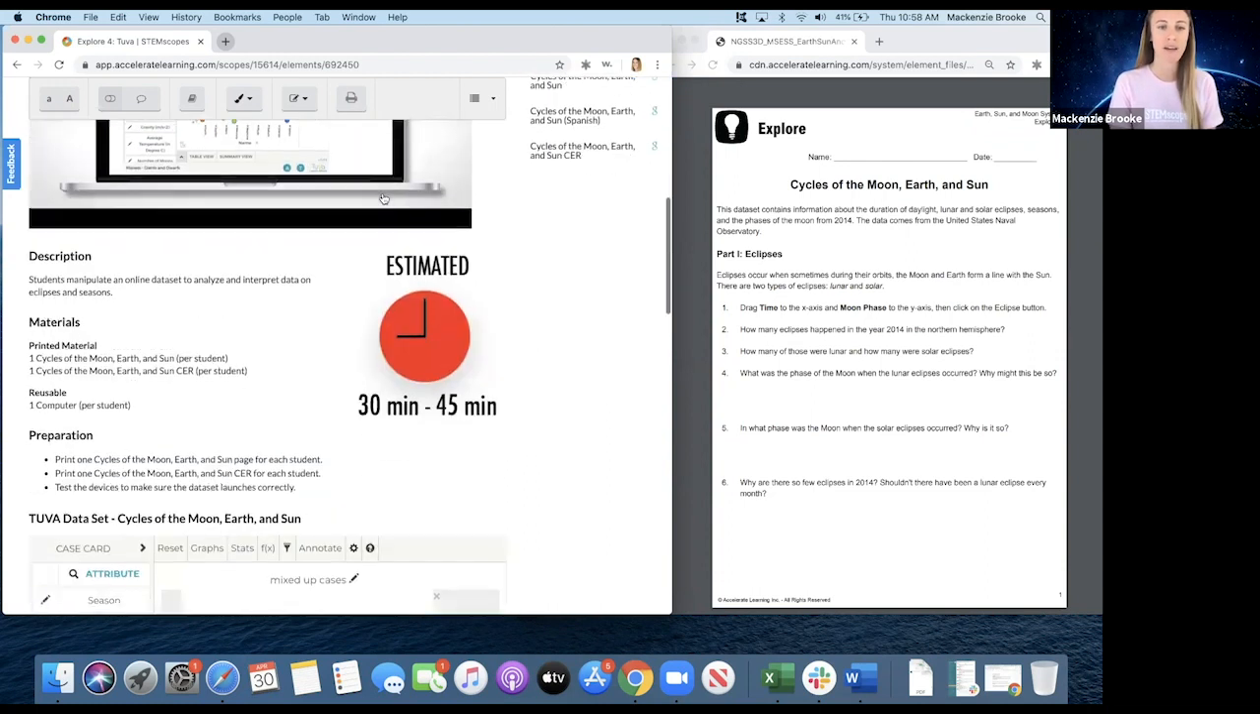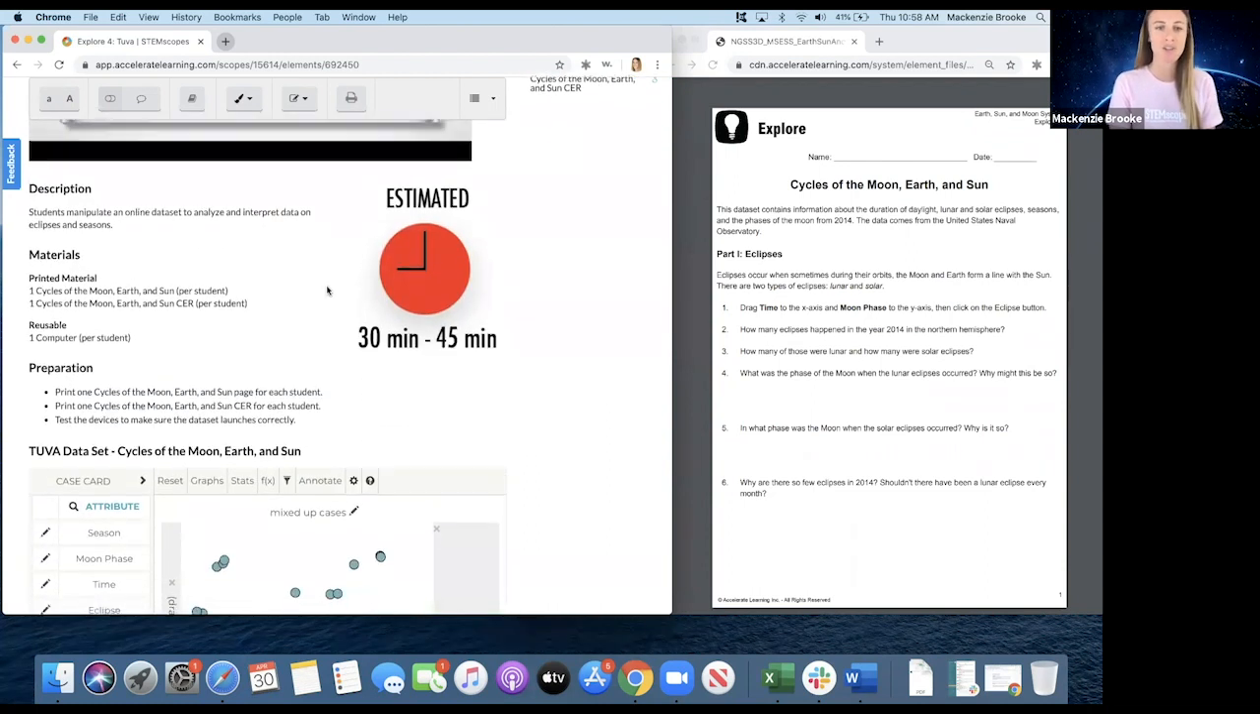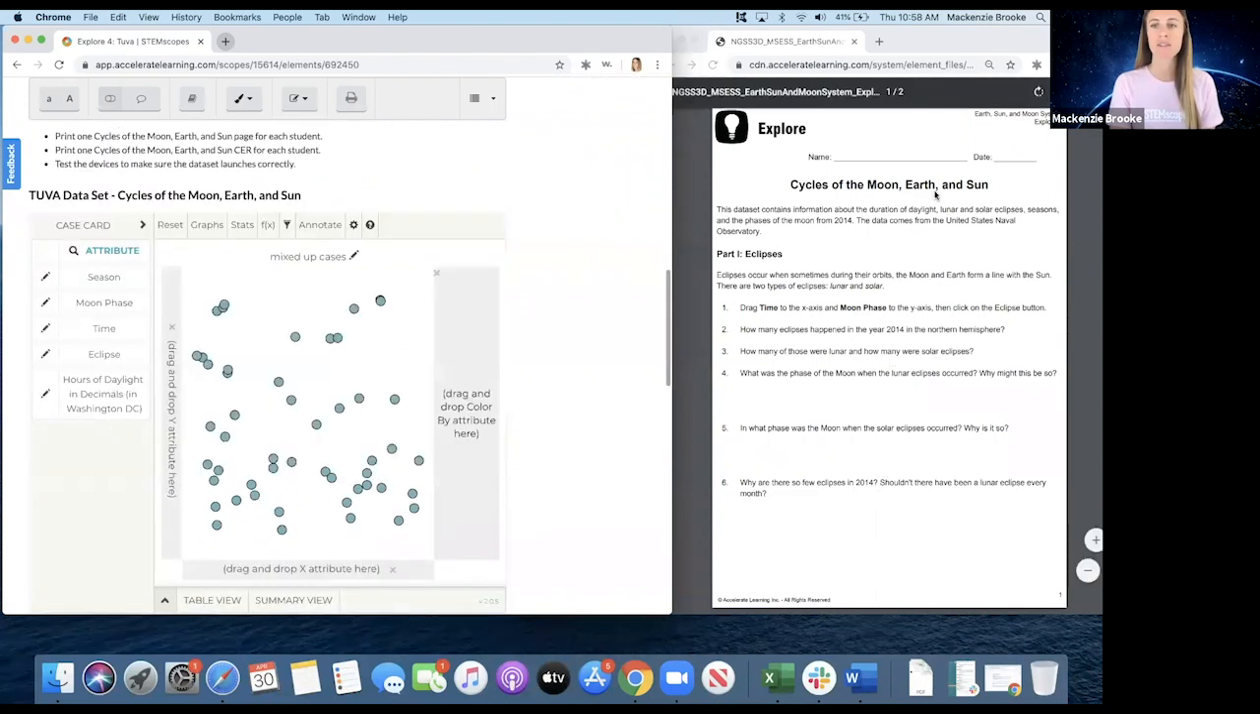As I scroll down, this is the entire lesson plan. But to start off, I'm going to follow us through the cycles of the Moon and Earth system. When we're thinking about this data set, it has information about the duration of daylight, lunar and solar eclipses, seasons, and the phases of the Moon from 2014. This data set comes from the US Naval Observatory.